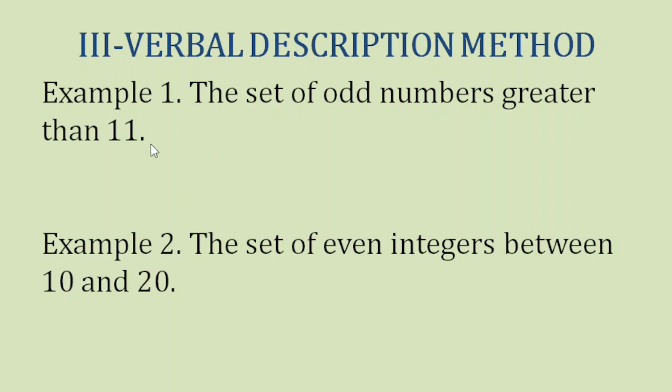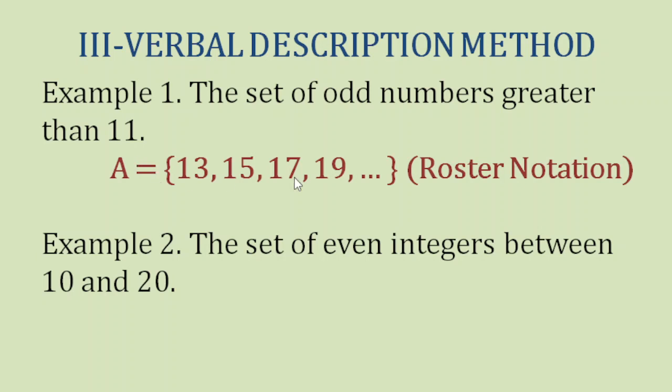Third, let's talk about verbal description method. So we have here a verbal description of our set, the set of odd numbers greater than 11. So this is our roster notation. A equals {13, 15, 17, 19, ...}. So greater than 11 from 13 up. Okay, example number 2. The set of even integers between 10 and 20.